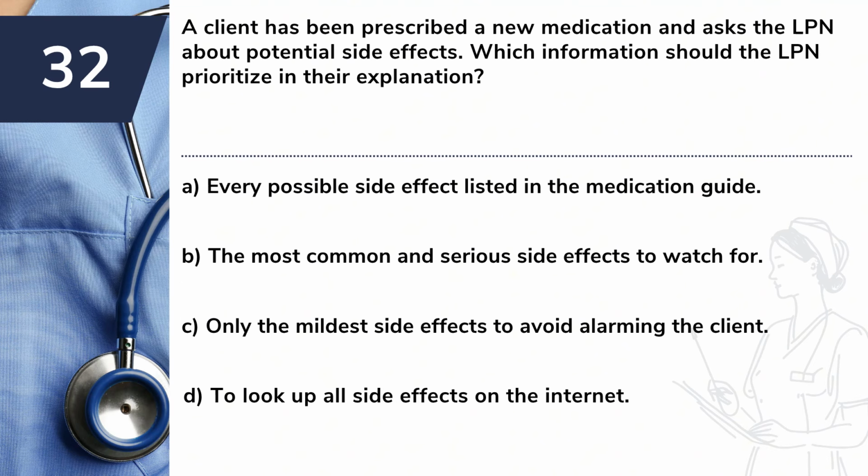Question 32. A client has been prescribed a new medication and asks the LPN about potential side effects. Which information should the LPN prioritize in their explanation? A. Every possible side effect listed in the medication guide. B. The most common and serious side effects to watch for. C. Only the mildest side effects to avoid alarming the client. D. To look up all side effects on the internet.